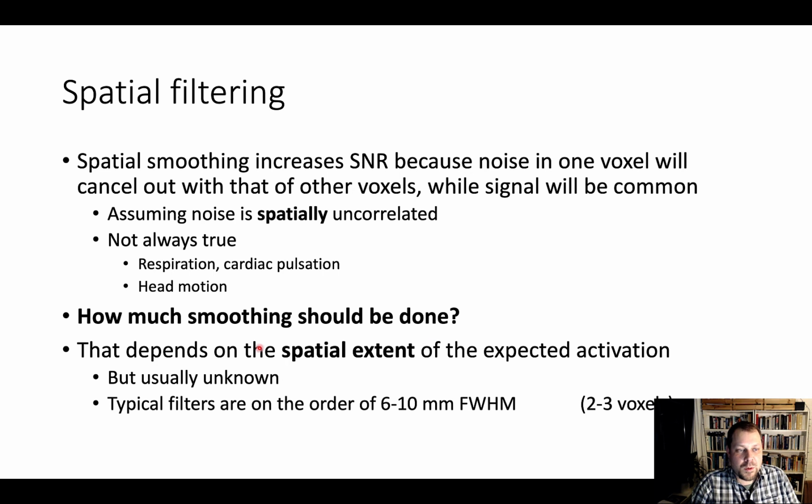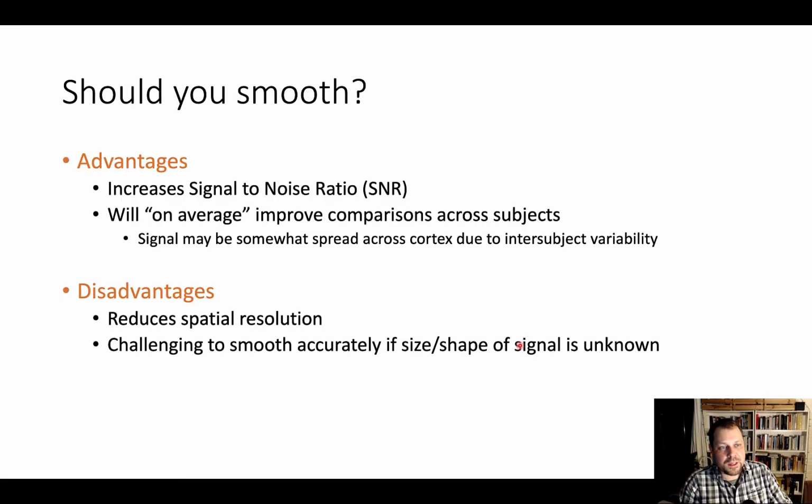Then the next question is how much smoothing should be done. That really depends on the spatial extent of the expected activation. And again, if you're interested in cortex versus subcortex, you should use different types of filters. A common recommendation is to use 2 to 3 times the voxel size. Then you have, as a rule of thumb, a good chance to catch activations in both types of these regions. And that's about 6 to 10 millimeters full width half maximum. So the advantages, again, increases in signal to noise ratio.